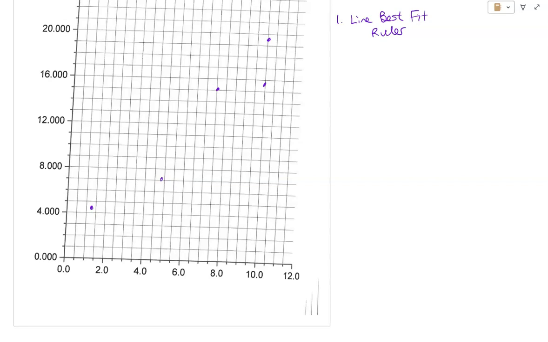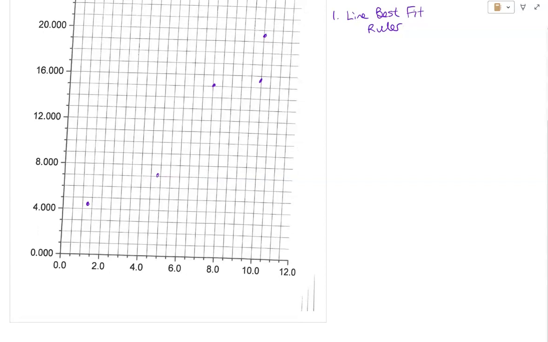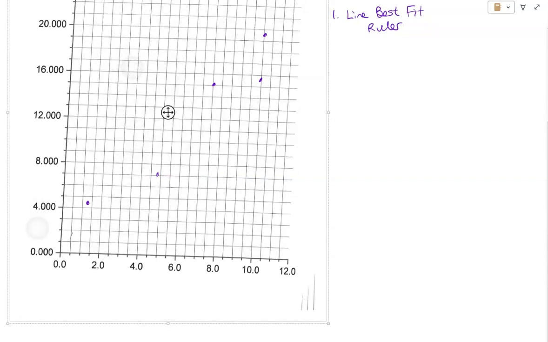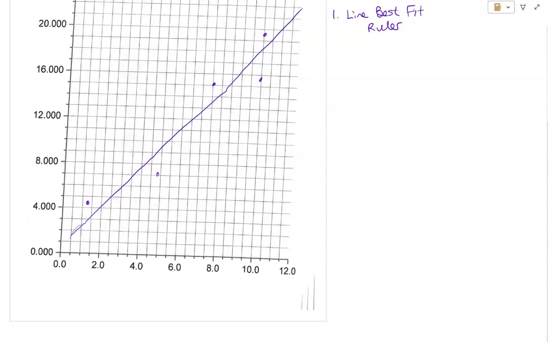I don't have a ruler for my computer, so I just kind of have to wing it. You are not allowed to wing it. So you want a line that gets as close to as many points as possible. My dots aren't very good, so I'm just going to try and go as straight as I can. Hopefully your dots are a lot better than mine and make a better straight line. If your line does not go through any of the dots, that's okay. If it goes through the dots, that's even better.